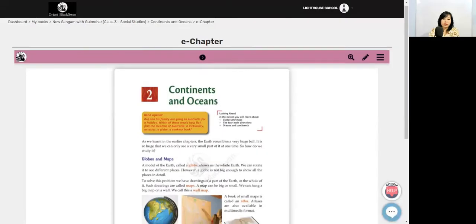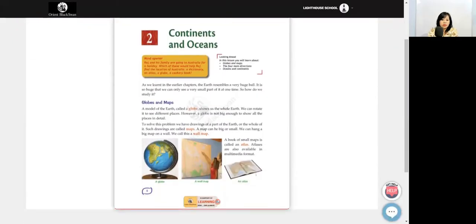Dear students of class 3, today we are going to discuss a topic of continents and oceans. In this lesson, we are going to learn globes and maps, the four main directions, oceans and continents. But before we begin the lesson, let's try to recall the Earth.